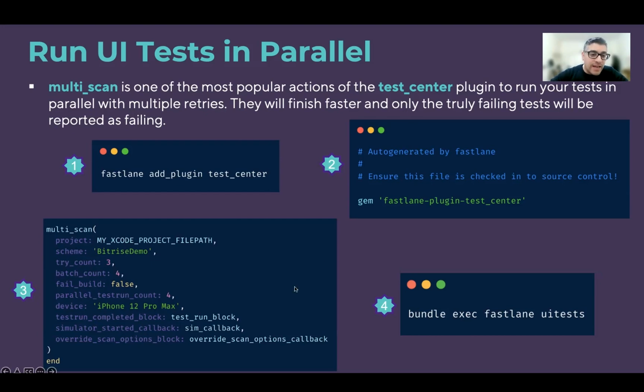But this is generally how we can use multi_scan in our Fastfile. And then from the command line, once I save this file and these changes, I can run bundle exec fastlane unit. So here I am calling the lane that includes multi_scan.